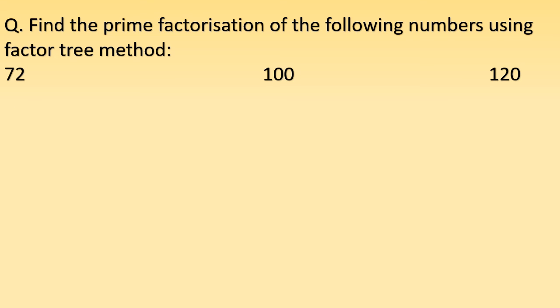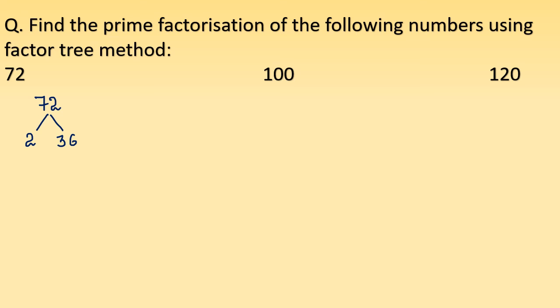In the next question, we have to find the prime factorization of the following numbers using factor tree method. So the first number given here is 72. You can see 72 is an even number, so we will start the prime factorization with 2 first. Divide 72 by 2. So we will write 2 here, and after dividing 72 by 2, the quotient is 36. So write 36 on the other side.